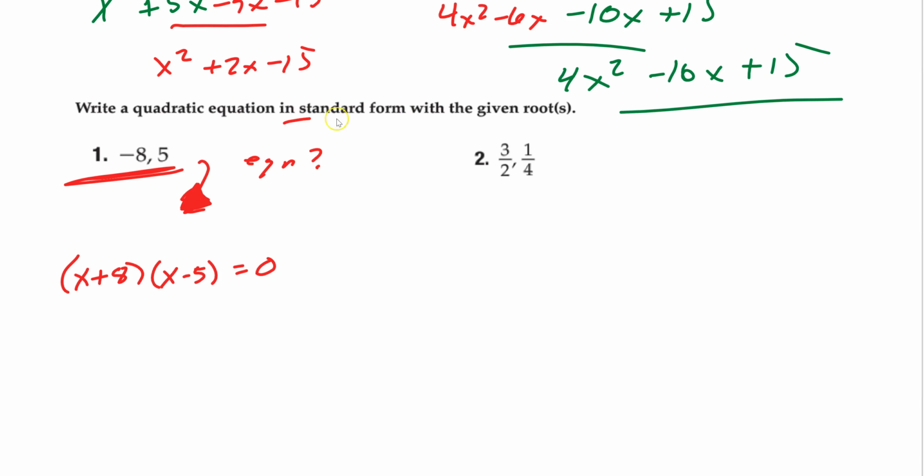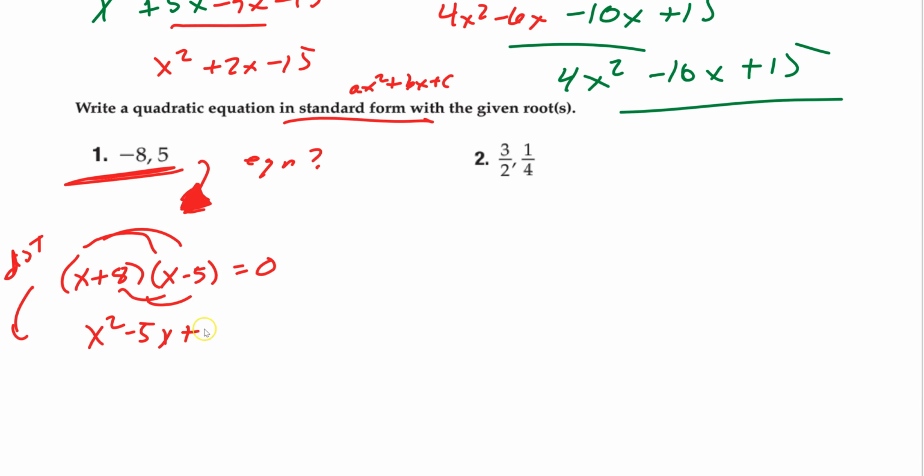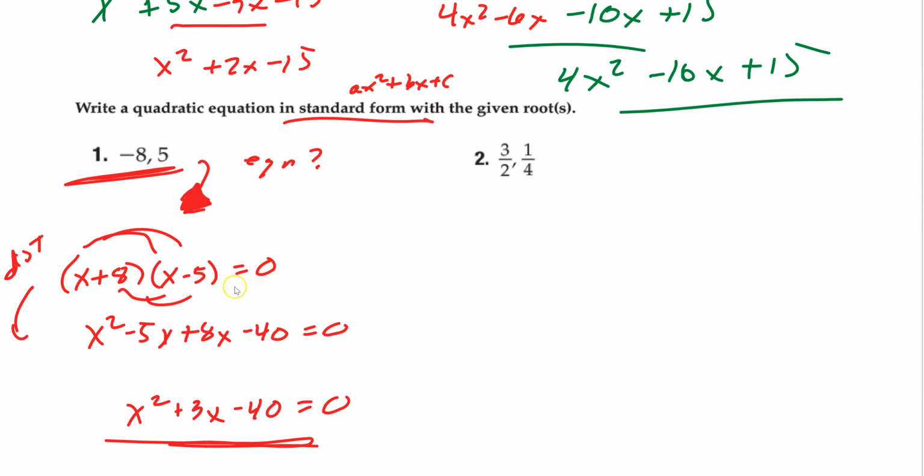Now they want it in standard form. Standard form is where you just have ax squared plus bx plus c. So what we do next, we distribute. So multiply the x by both of them, x squared minus 5x. Multiply 8 by both of them, you get positive 8x minus 40. So you get x squared plus 3x minus 40. So that's how, if I give you an answer, you write an equation in standard form. You do the opposite, and then from there you can simplify it out.